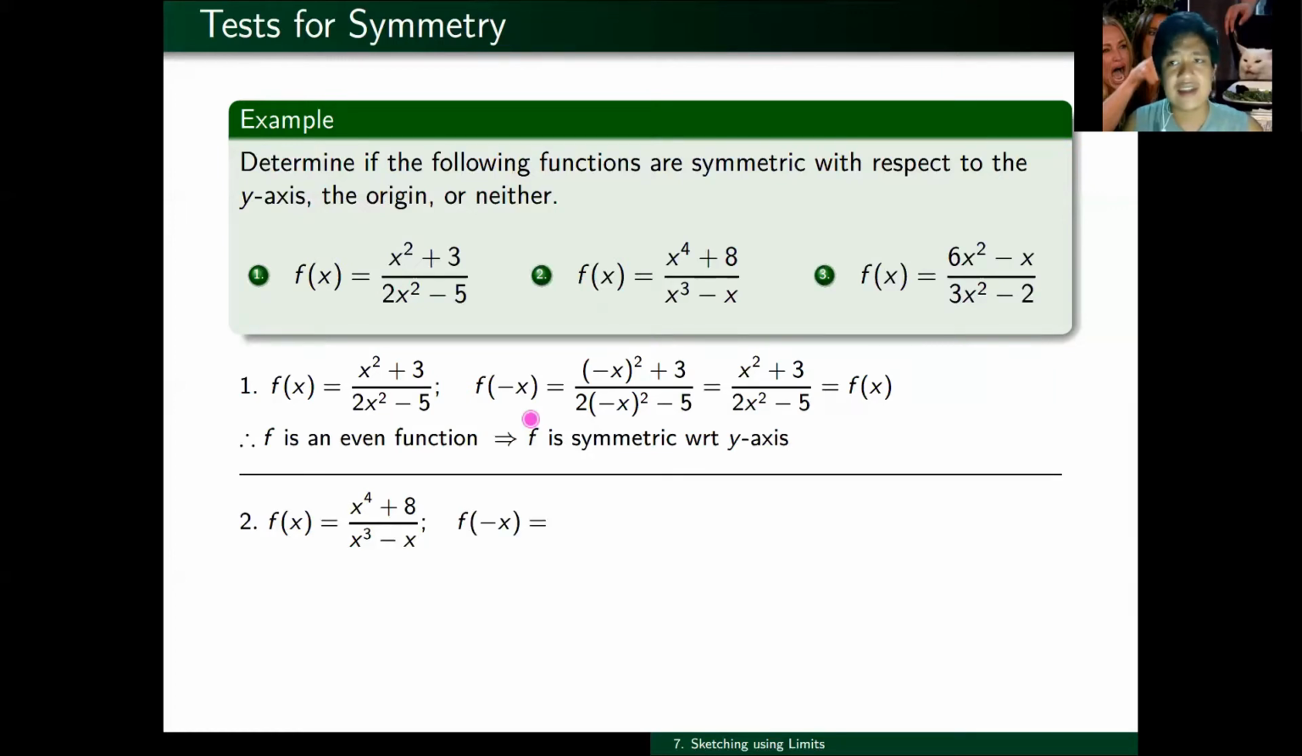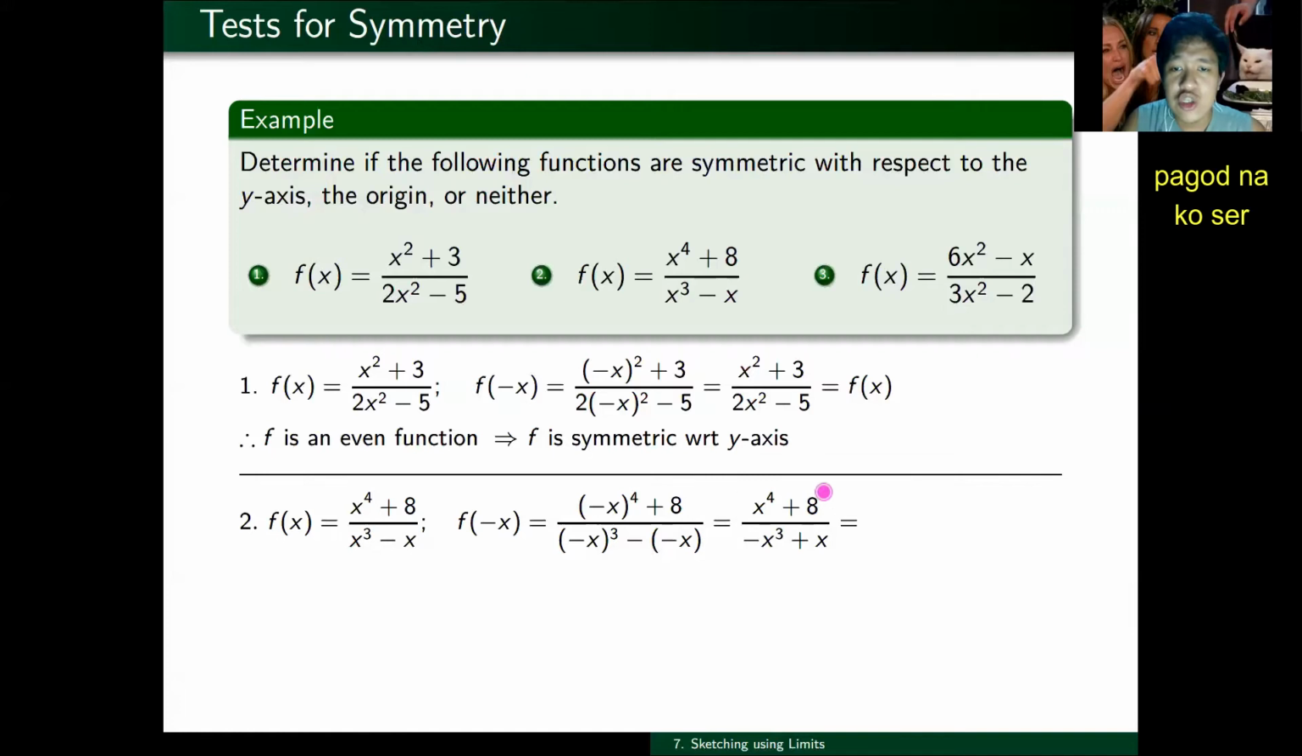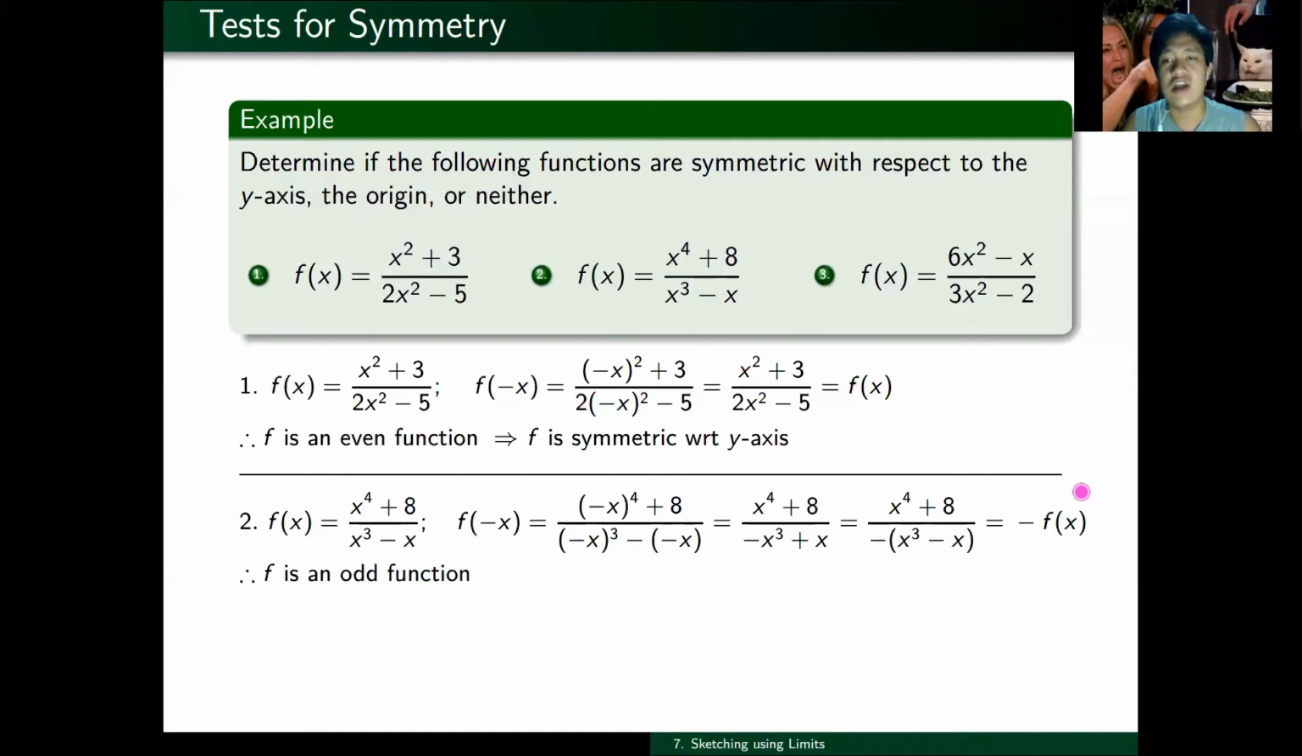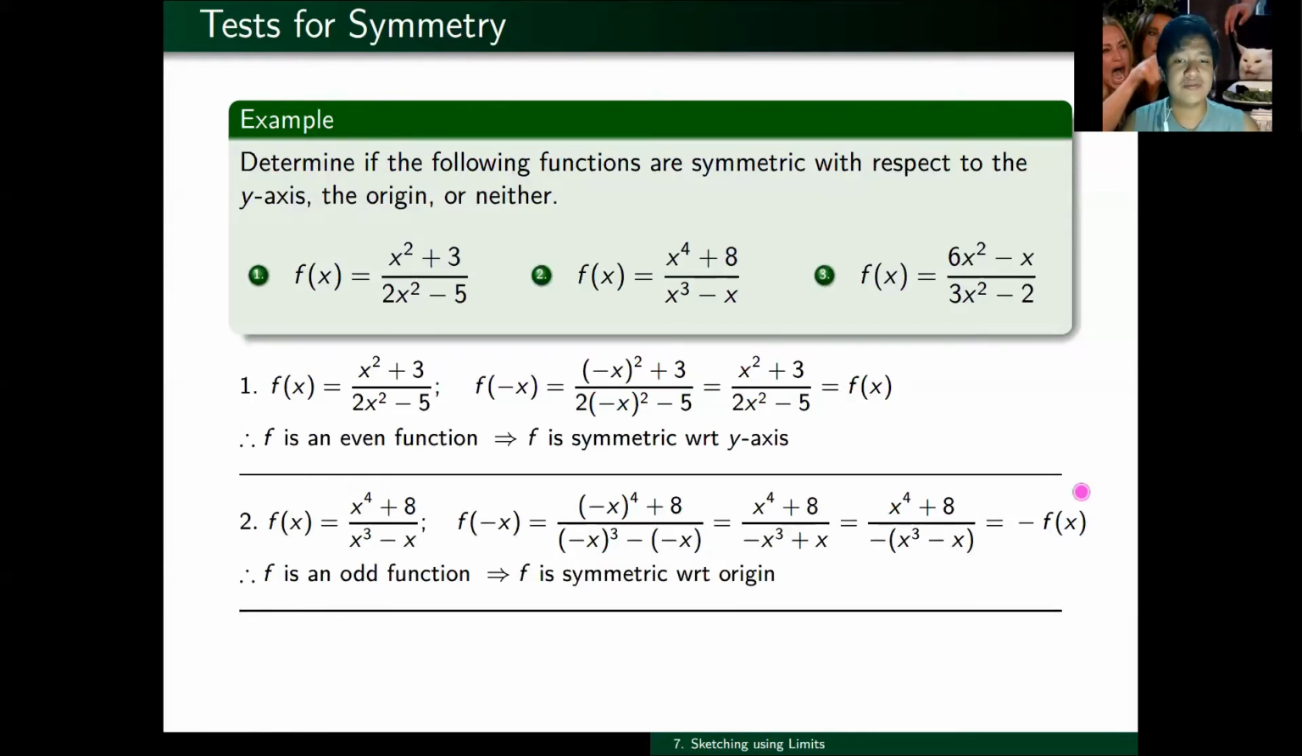Again, f of negative x. Replace all x's with negative x. I get this. Negative x to the fourth is still x to the fourth, no? Pero itong negative x quantity cube, it will become negative x cube. And this minus negative x will become plus x. So ano masasabi mo? Numerator is still the same from the original, but your denominator is the negative of the original. Eh di, siya yung negative ng original because you just multiplied negative 1 to your denominator. So f of negative x turns out to be equal to negative f of x. Therefore, this is an odd function and moreover, symmetric with respect to your origin.